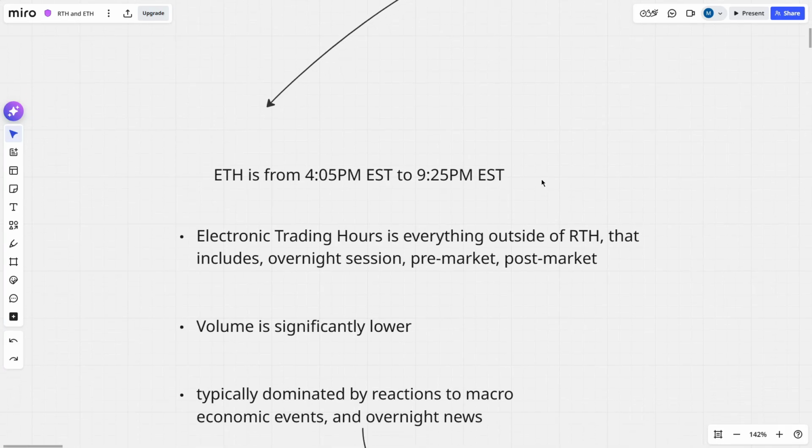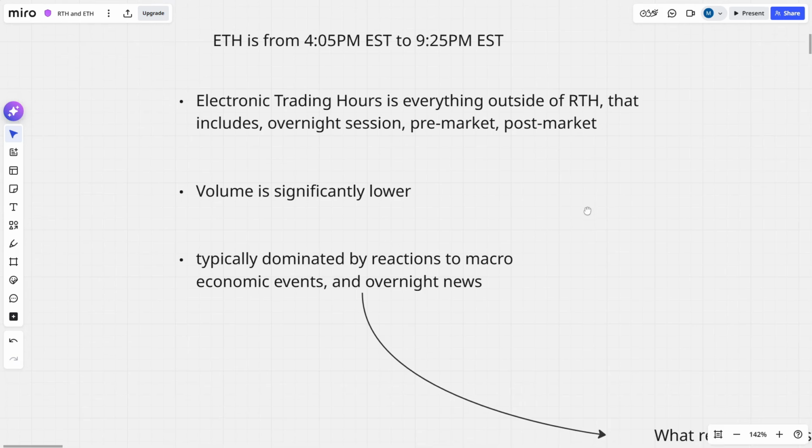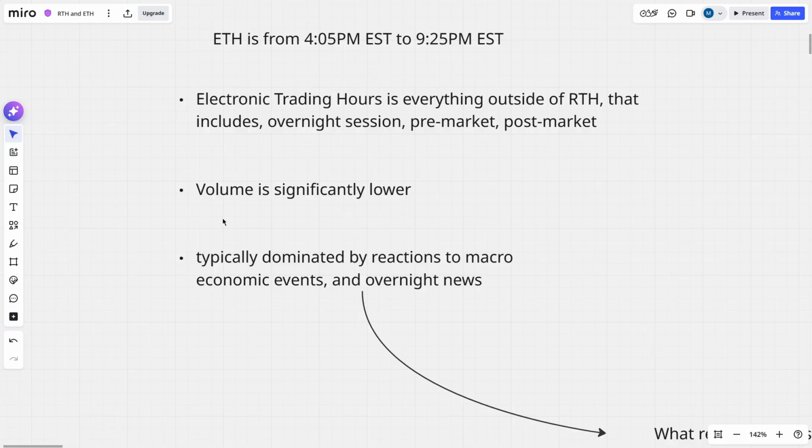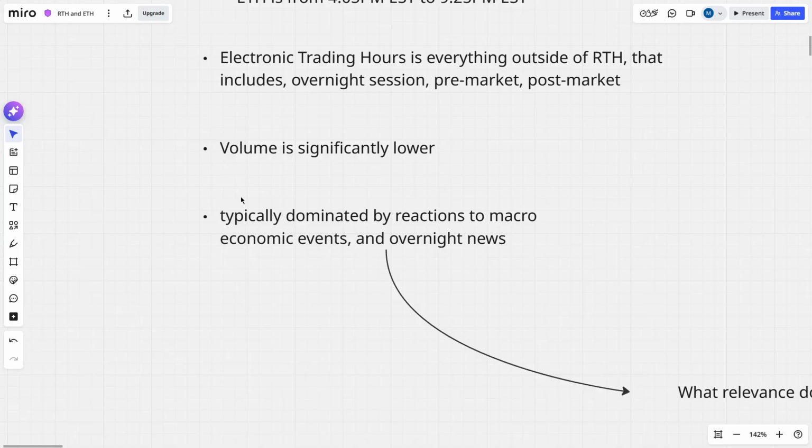traders. Okay, so ETH. ETH is from 4:05 p.m. EST to 9:25 p.m. EST, and it basically stands for electronic trading hours. And this is everything outside of the regular trading hours, or RTH. And this includes overnight session, pre-market, and post-market. So during these sessions, if you pay close attention, typically there's lower volume than the regular trading hours, and it's dominated by reactions to macroeconomic events and overnight news rather than the big institutional players.